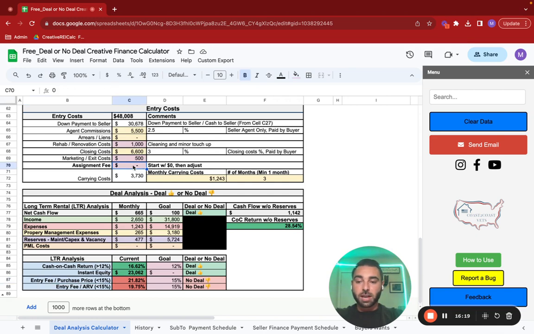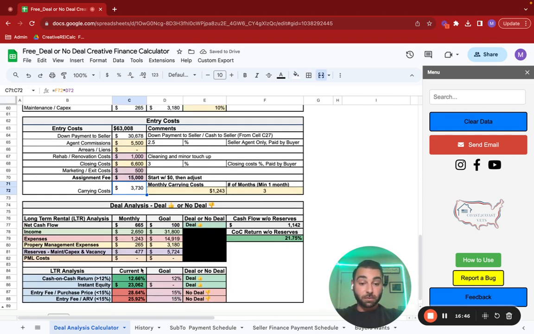So right here, you'll just change your assignment fee. That's why I say start with 0 and then adjust. So let's say you set it at $5,000. This is telling you for a $5,000 assignment fee, your cash on cash return is now dipped to 15%. Still looks like there's wiggle room for you too. If your end buyer is looking for a 12% cash on cash return, that means there's still wiggle room. You can increase your assignment fee. So let's say it's 15,000 now. Your cash on cash return is still 12.66%.